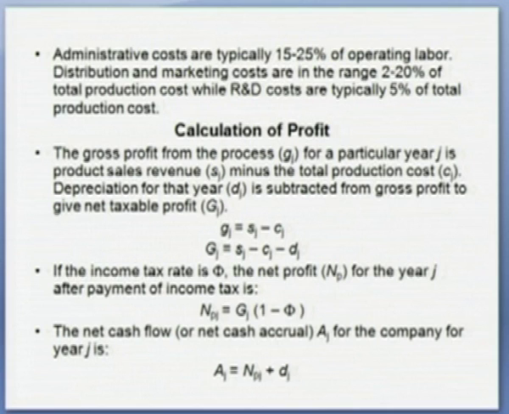Then if the income tax rate is phi, the net profit per year NPj is equal to the taxable profit into 1 minus phi, and then the net cash flow for the company at any year j is equal to NPj, which is the net profit at year j, plus the depreciation allowance Dj. This is how we calculate the profit.